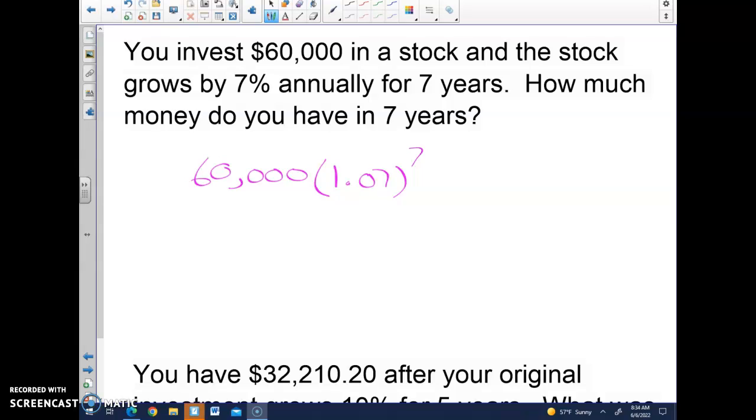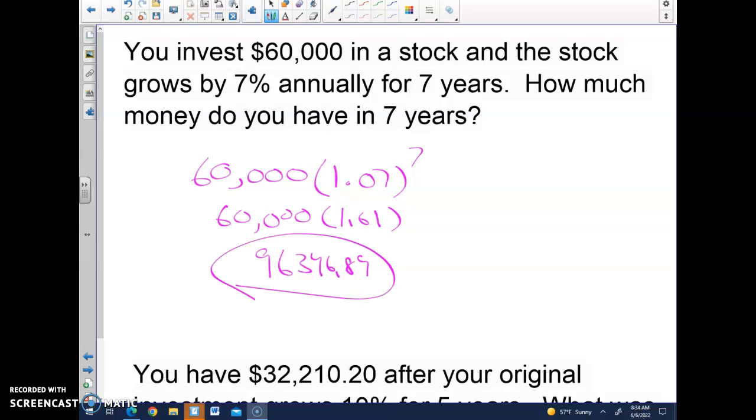1.07 to the 7th power. I'm going to round here. It's about 1.61. I won't round in my calculator, but I'll round just to write on the board. And then when I multiply that answer by 60,000, I get $96,346.89. And that's my answer.